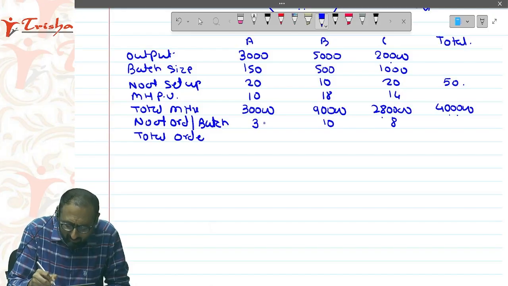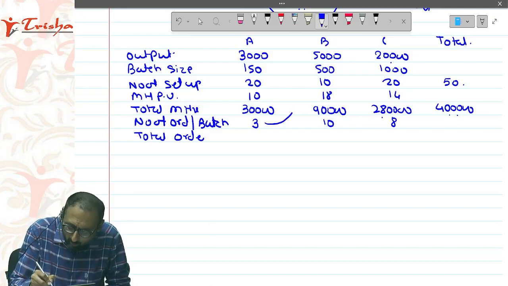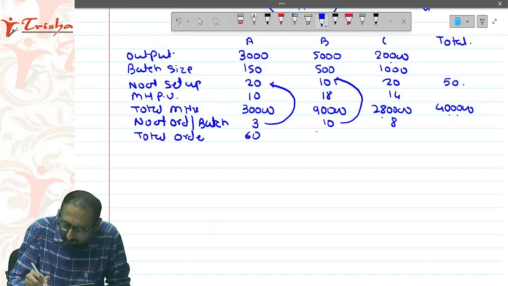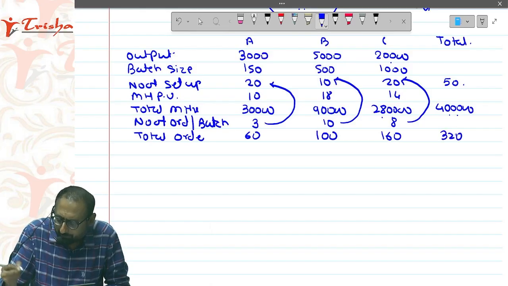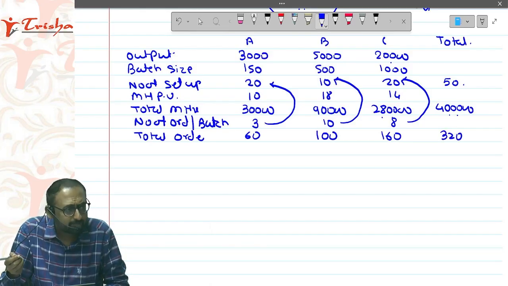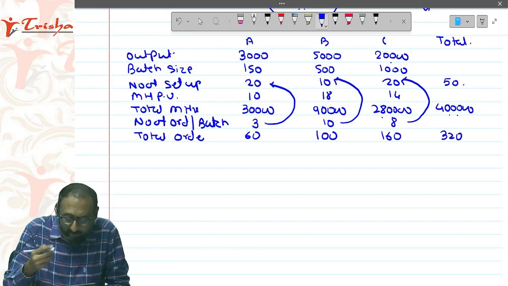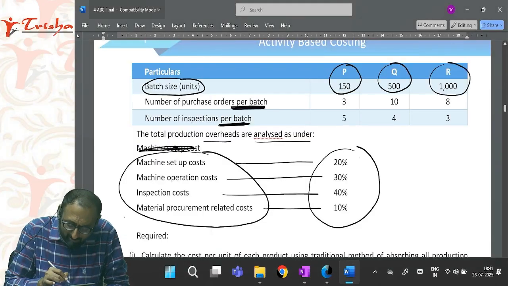Per batch it is 3, so multiplied by number of batches, that is 20. Is it 60? 10 multiplied by 10, is it 100? 8 multiplied by 20, is it 160? Can someone tell me, is it 320, Prabhu? 320 or what? How much is it? 320.